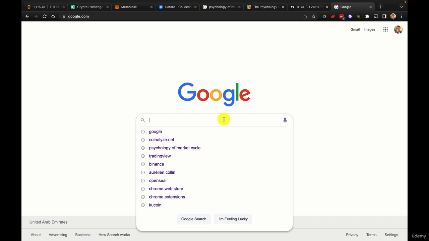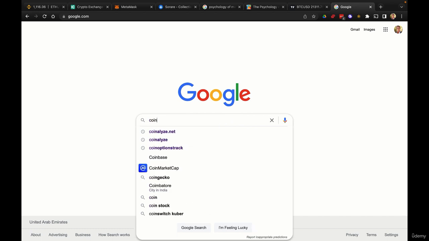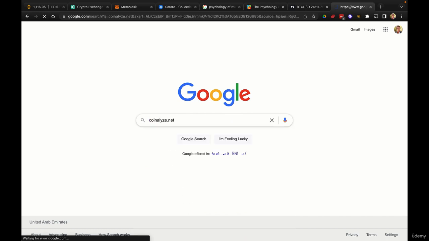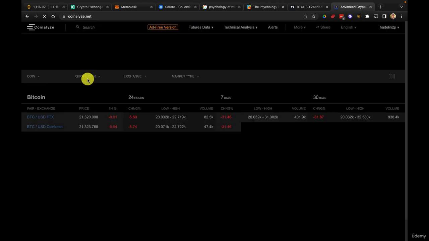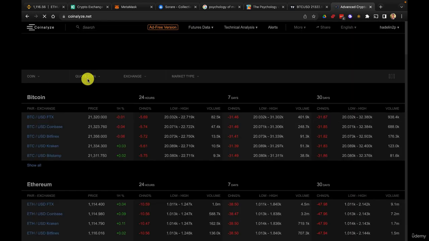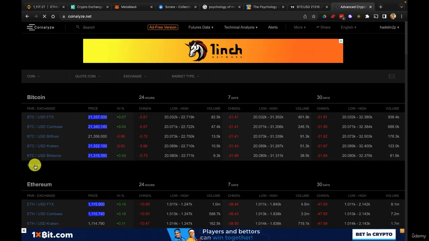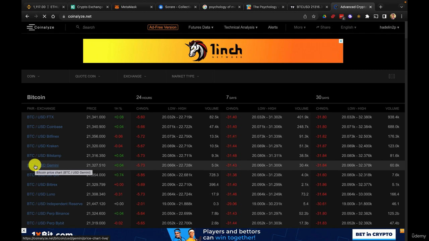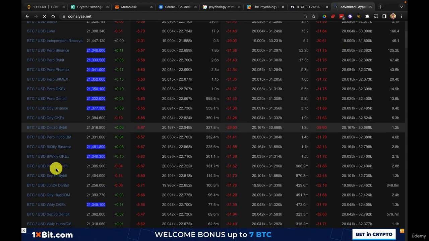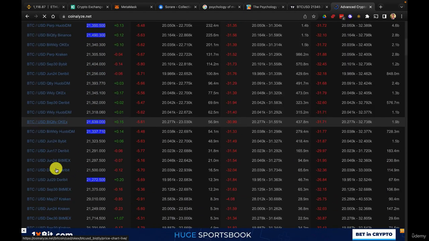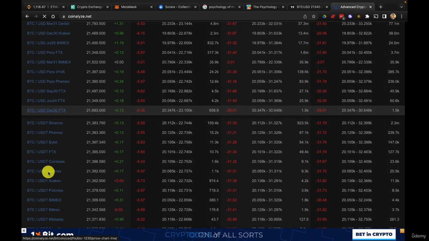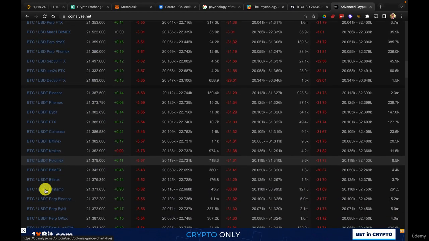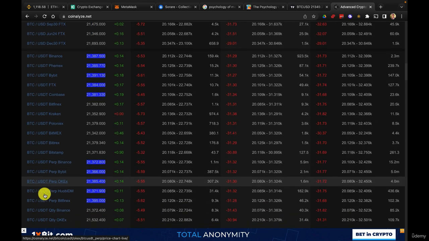Let's get into this. We're going to go on Google and type coinanalyze.net. You take the first link, Coin Analyze, which is a platform for order flow analysis. Then on the main page, in this Bitcoin section, you're going to click Show All. After it expands, you're going to choose BTC USDT. Let me find it. So this is only BTC USD here. I'm looking for BTC USDT. There we go. You're going to click BTC USDT perp Binance.